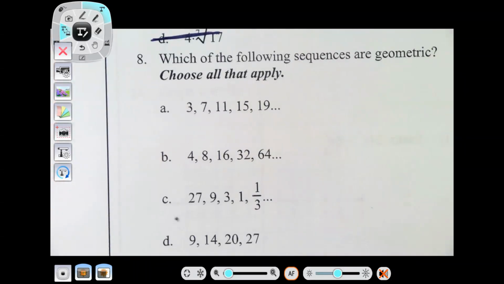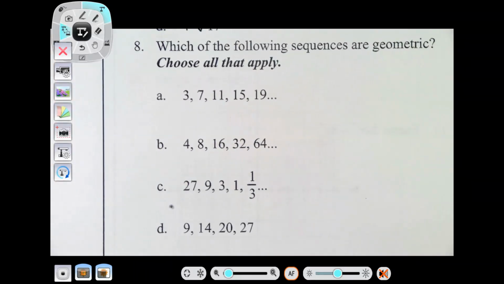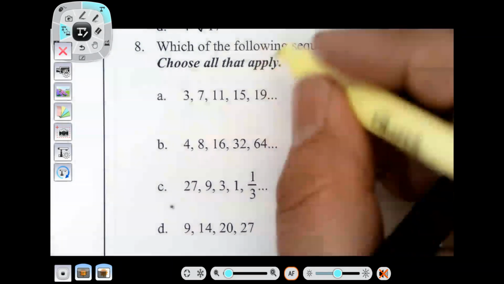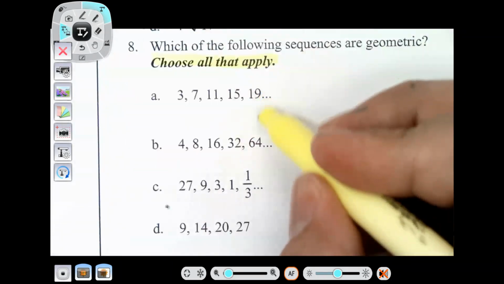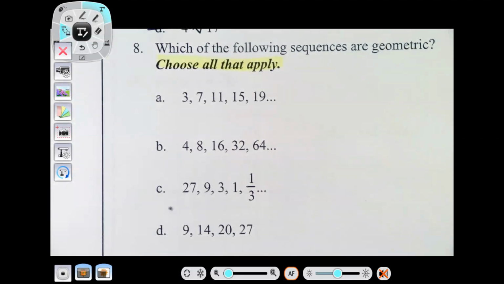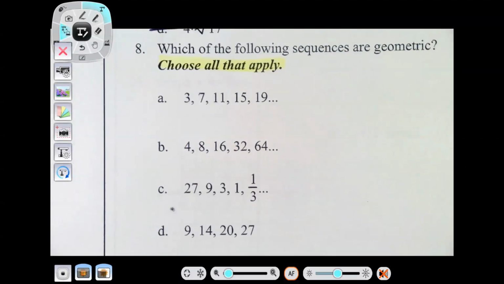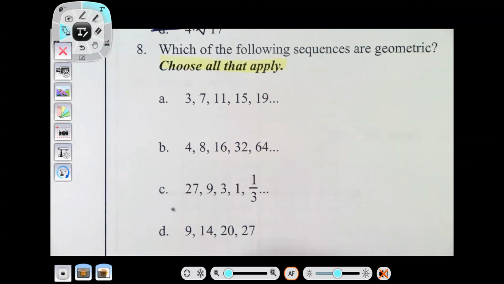So here's number 8. Now, number 8 does say the magic words, choose all that apply, which usually means you got to work all of them out. And what we mentioned in class was when you have a list of numbers, it is your job to find a pattern.